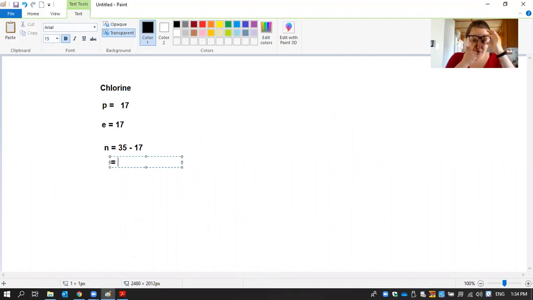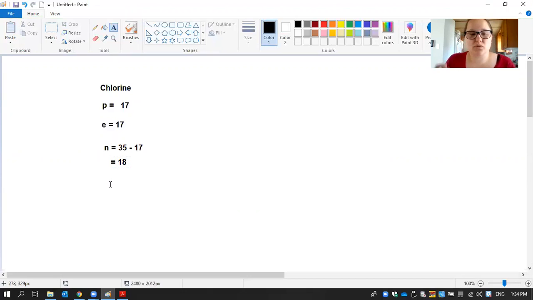So what is 35 minus 17, if I can throw you on the spot? That would be 18. Awesome, good mental math there. So that means there are 18 neutrons. I really like this example because it shows that your number of neutrons doesn't have to equal your number of protons. It just depends on what's happening with the atomic mass. It could be off by a couple, sometimes a little bit more.